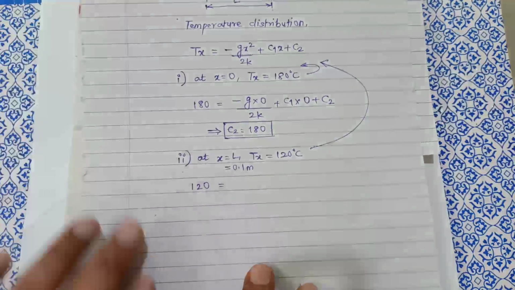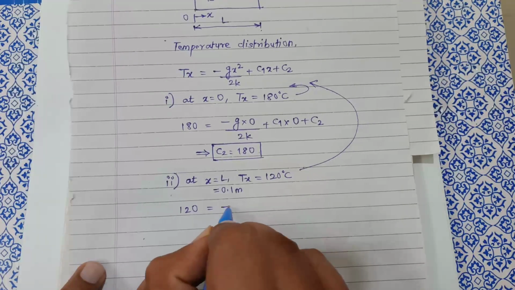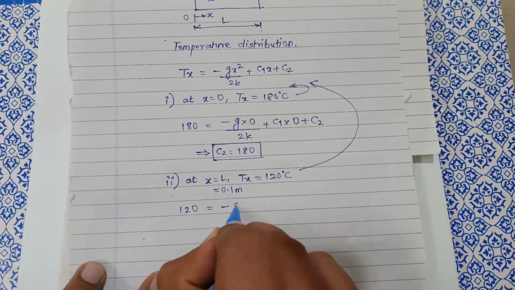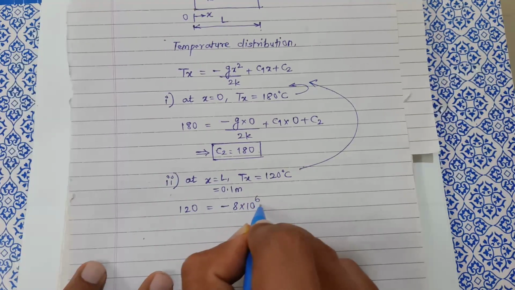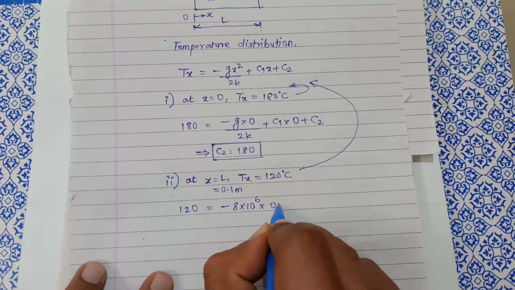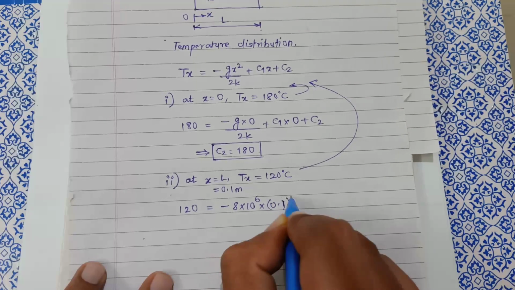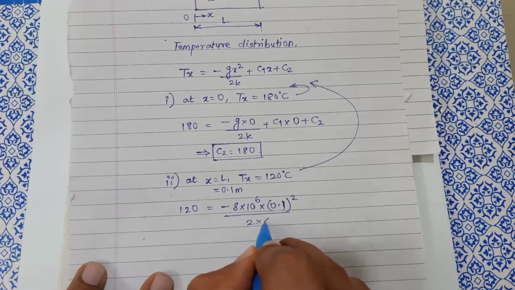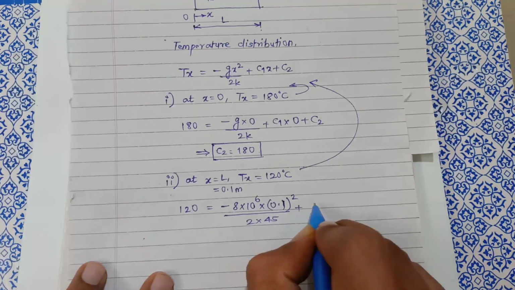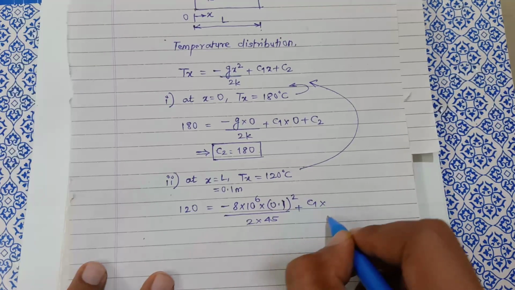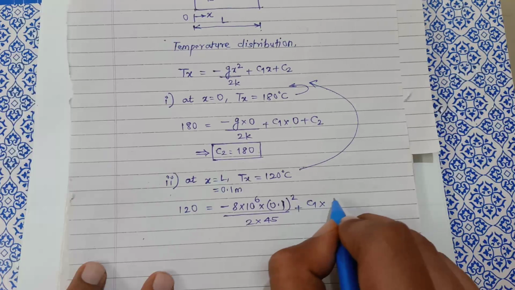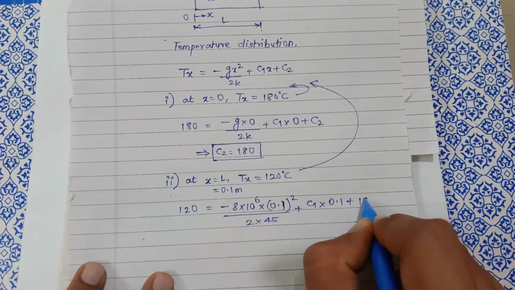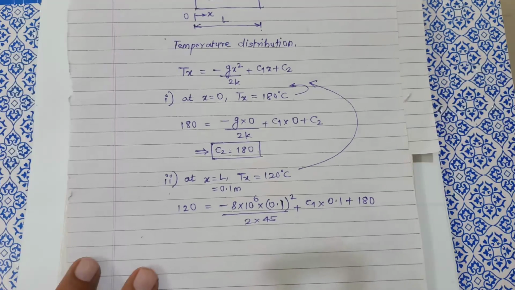So we will move on. So minus 8 into 10 raised to 6, which is the given value of g, times x square, so this will be 0.1 bracket square, divided by 2 into 45, plus C1 multiplied by x. So that's why this will be C1 multiplied by 0.1, plus C2, which is now known to us. So it is equal to 180.